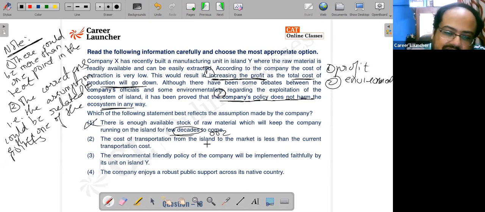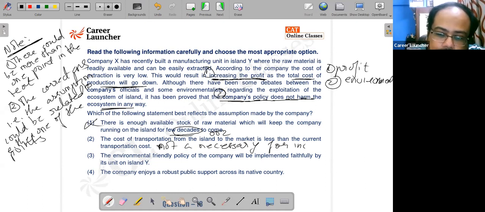Option 2 says the cost of transportation from the island to the market is less than the current transportation cost. See, this is not a necessary condition for increased profit. Maybe the cost of transportation is not less. Maybe the cost of transportation is 10% more. But maybe the money that is being saved in raw material is 10 times of that. In that case, there will still be a profit.